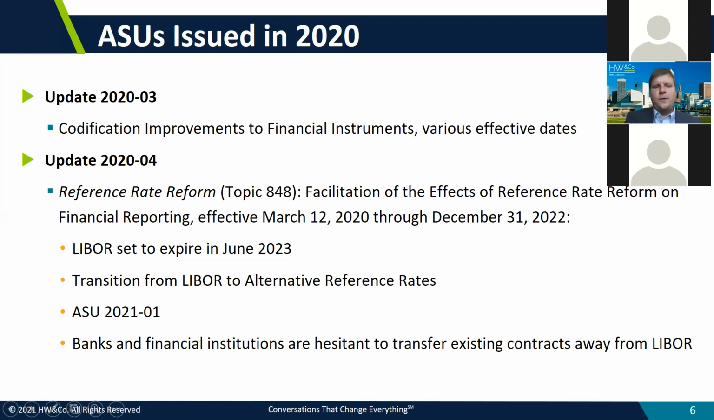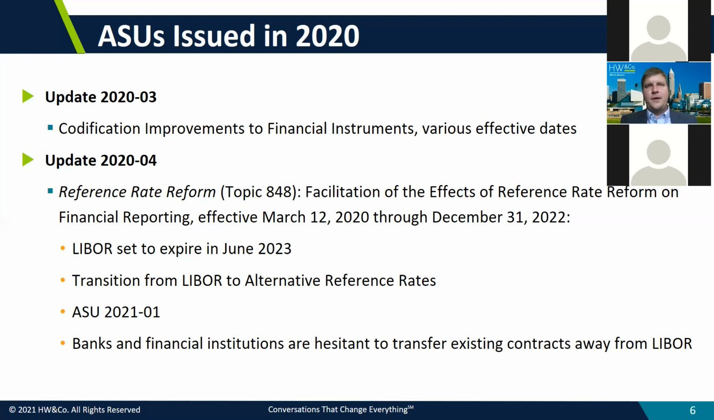And then update 2020-04 relates to reference rate reform, and this has to do with the transition from LIBOR to the alternative reference rates that are out there. So a lot of you may have bank debt where your interest rate is based on LIBOR plus some factor. And the global markets are moving away from LIBOR. It's set to expire now in June of 2023. They've actually pushed that out a little bit based on the pandemic.